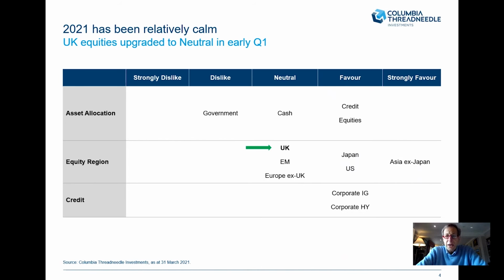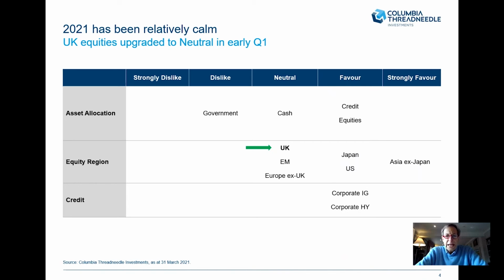Japan we favor. That's quite a recent move. And that is in light of the strength that we're expecting to come through in global growth, because the Japanese stock market is very geared to global trade, a lot of manufacturing activity. So we have moved that up to pick up on that change. Neutral elsewhere.